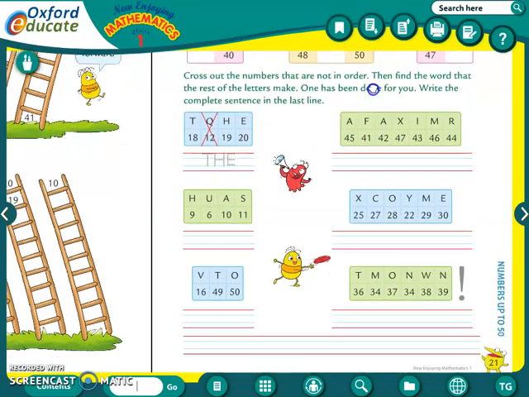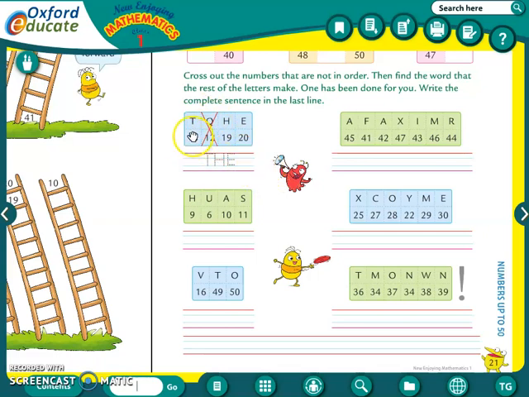See, this is: cross out the numbers that are not in order. Then find the word that the rest of the letters make. One has been done for you. Write the complete sentence in the last line. See, in this what do we have to do? We have to see the numbers in the sequence, that is, in the order. And the number which is in between, that is not in the order, we have to cancel that.